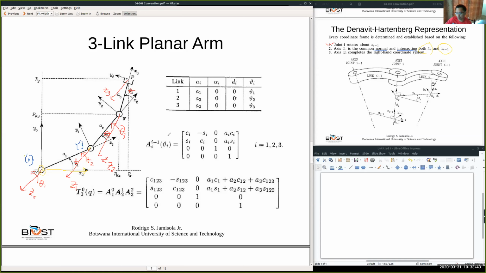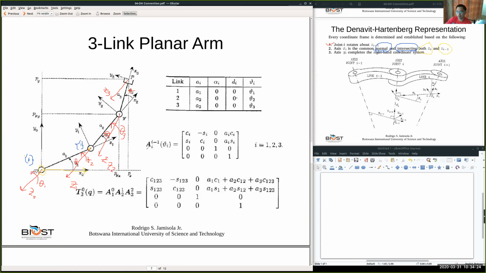So where is our X1? This is how we are going to determine the origin of frame 1. Because frame 0 is arbitrarily assigned, this is the origin of frame 0, and it is intersecting, of course, with X0 and Z0. But for X1, we don't know where the origin of frame 1 is. So we say that X1 is perpendicular to both Z1 and Z0 and also intersecting, so normal and intersecting.